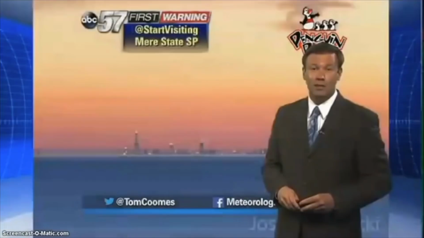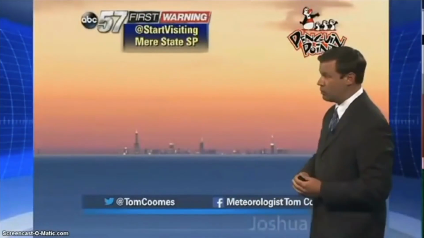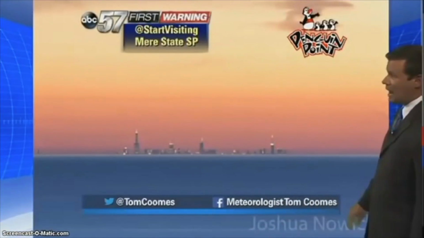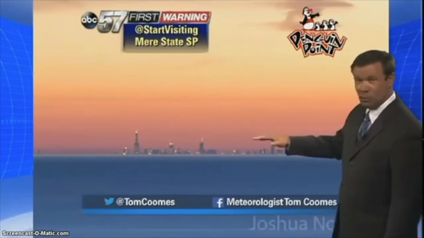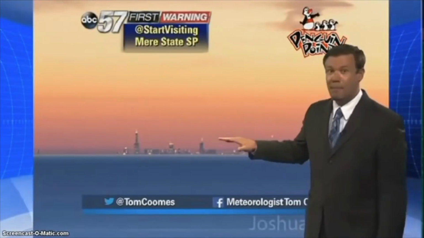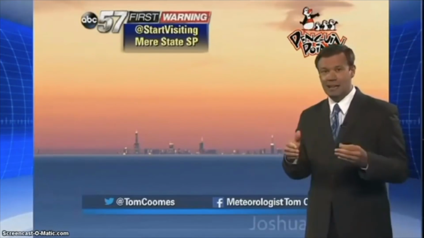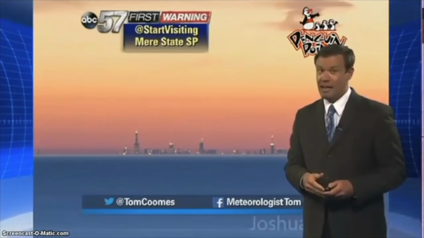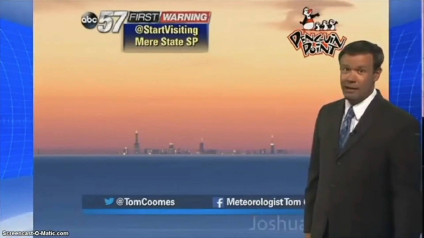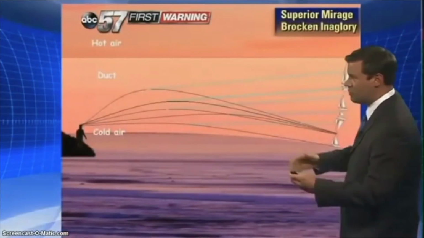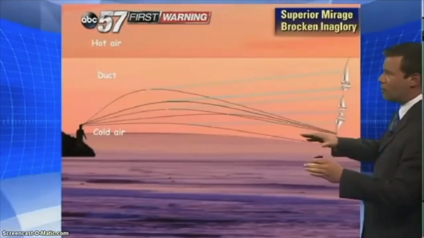Until I found this photo from Grand Mere State Park. This is from Joshua Nowicki, and what you're seeing here is a mirage. We typically would not be able to see this from the Lake Michigan shore. We talked about this last night. Conditions are right on the lake that we're actually seeing a mirage of the Chicago skyline. Very interesting here. Here's what's happening. This is a good example of a superior mirage.